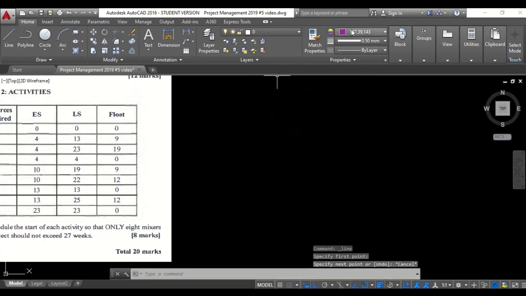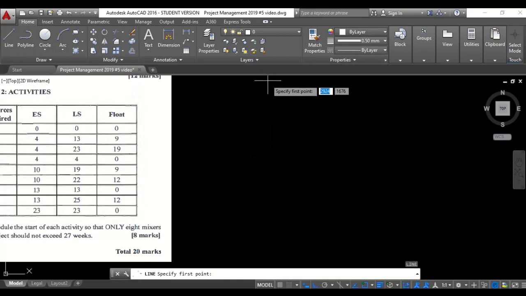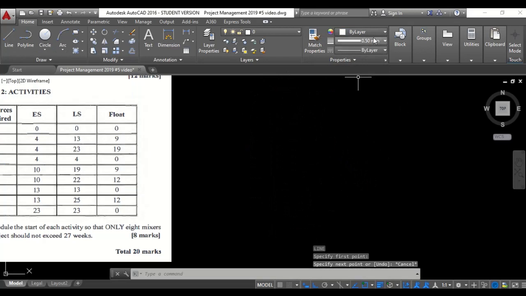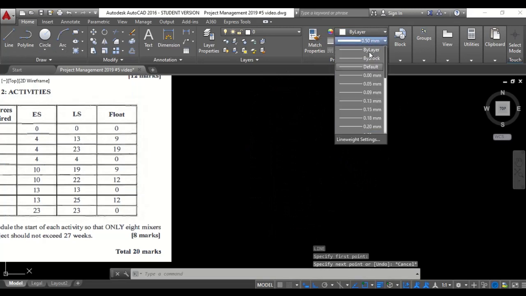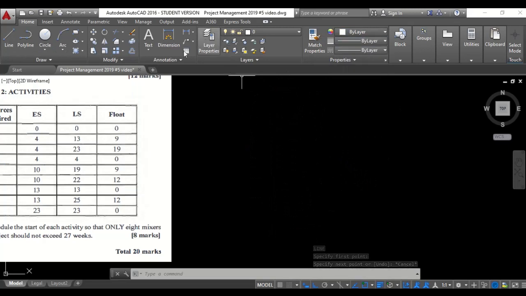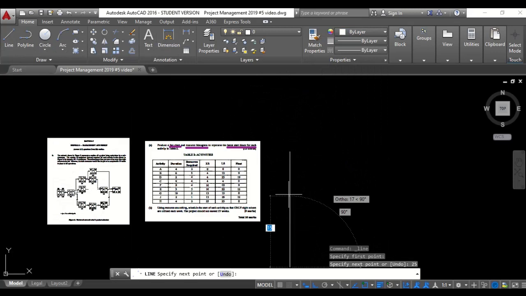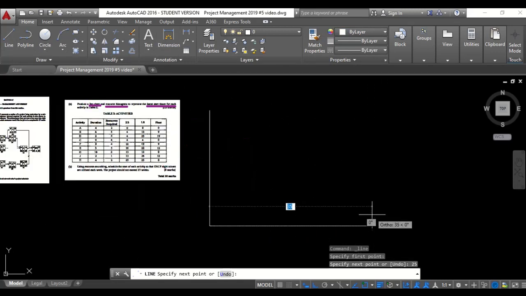I don't want purple. Let me change this back to by layer, and change this back to by layer as well. So 25 on the vertical, aka the Y. And on this part, I'm going to be doing 30.